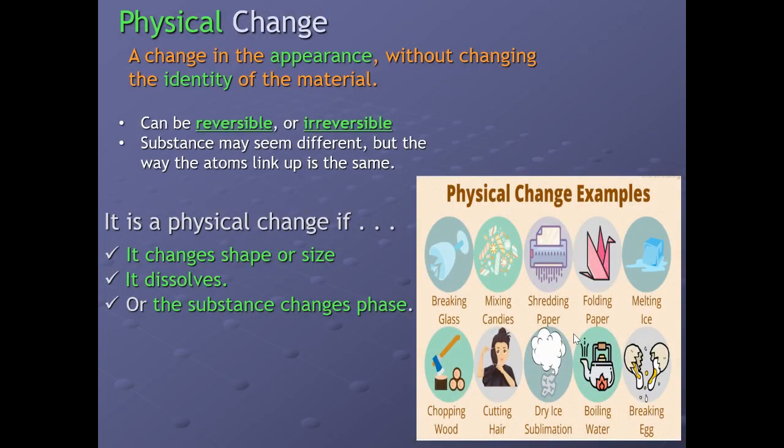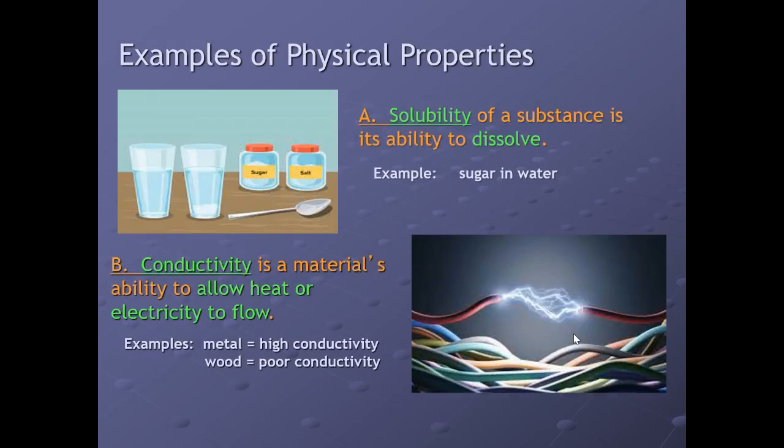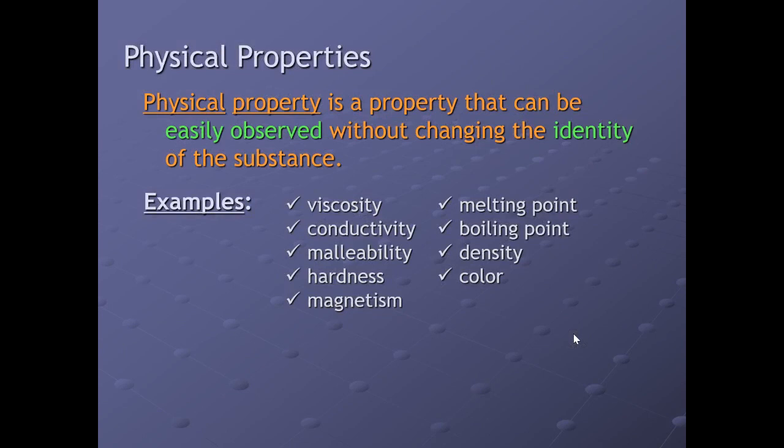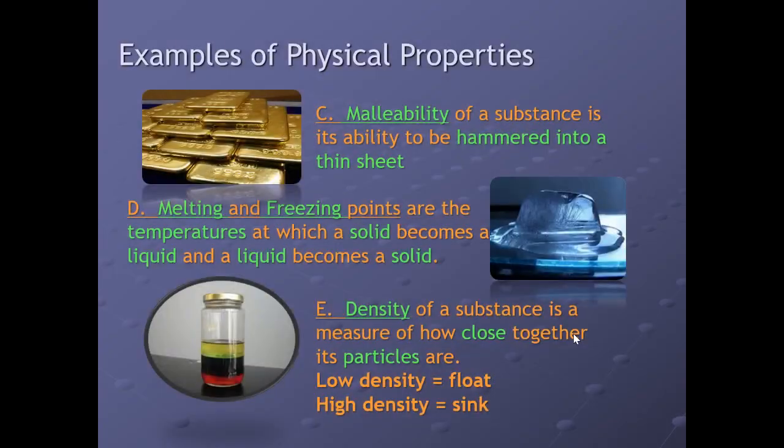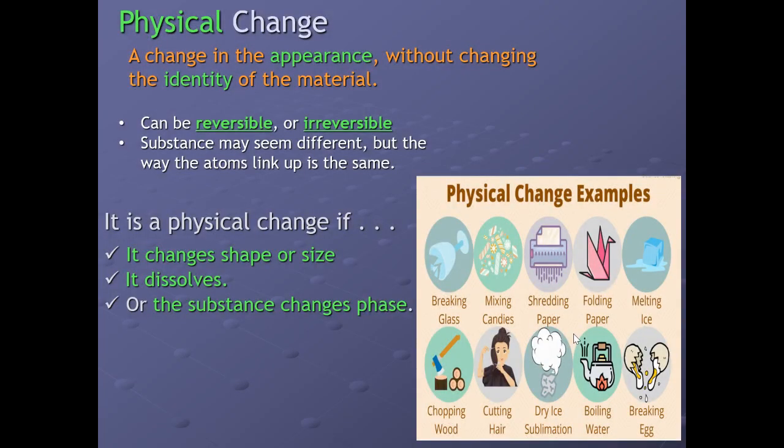And so a physical change is just a change in the appearance without changing the identity of the material, right? So if you remember right here, the definition of a physical property, it's the property of something that kind of defines it that you can observe easily, right? You don't have to go into the microscopic level and start pulling things apart. No, it's just an observation that you make. So this is a physical change. This is a change in the appearance of a material, but without actually changing the identity of that material, right? And these can be reversible or irreversible.